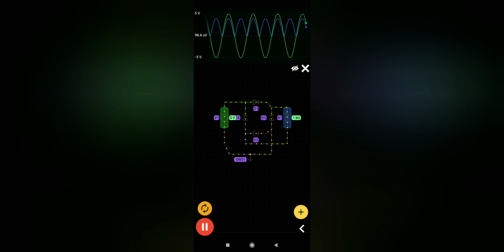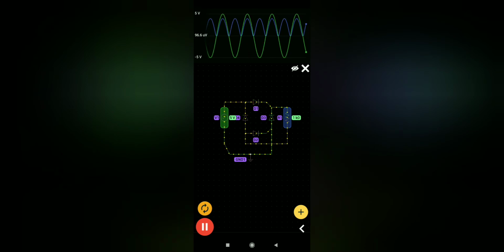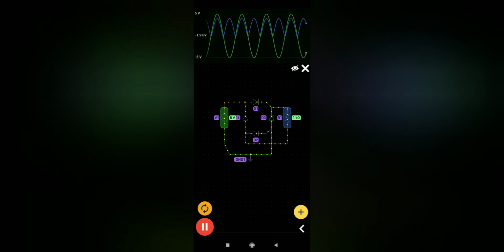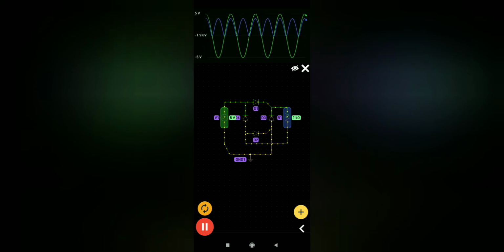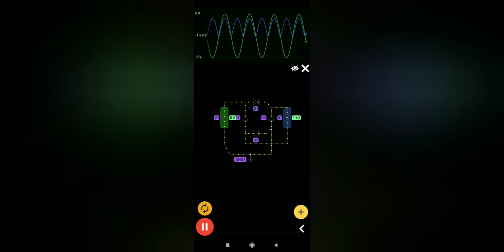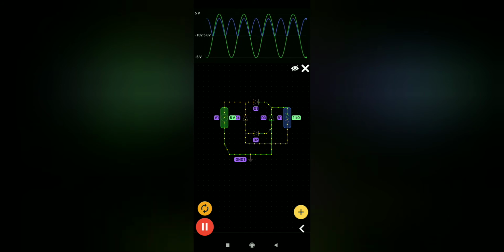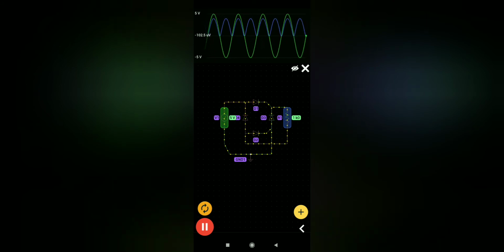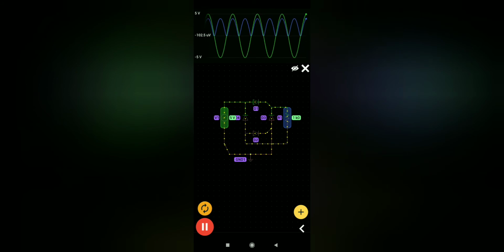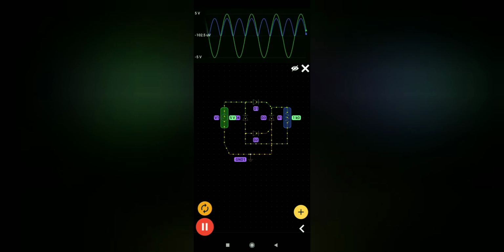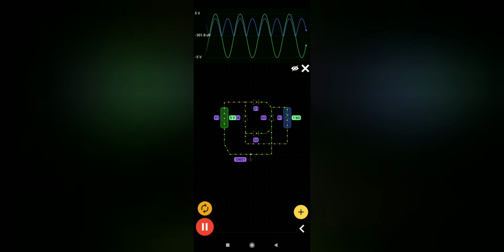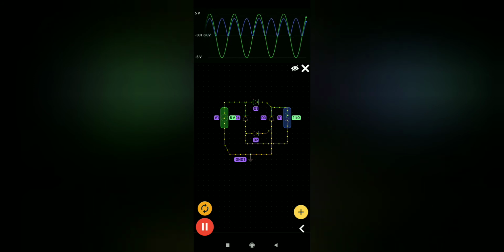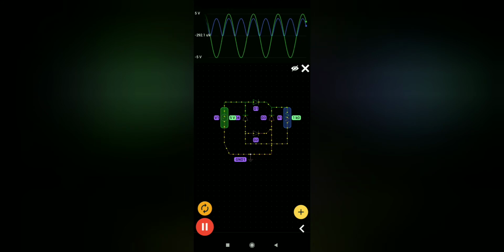See, for the circuit diagram, we clearly see that the green color sine wave shows the input signal, and the blue color shows the output signal. For the positive half cycle and for the negative half cycle, output appears, that is a pulsated DC appears. Therefore, this circuit is called a full wave rectifier.